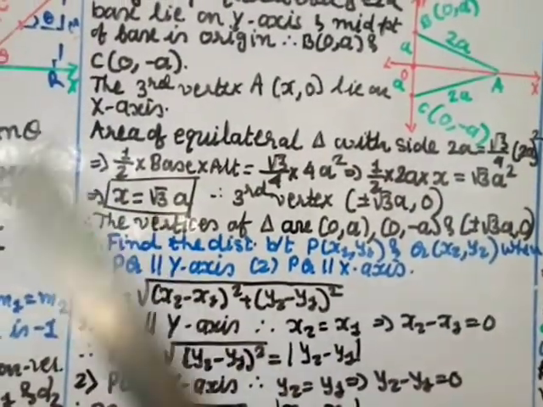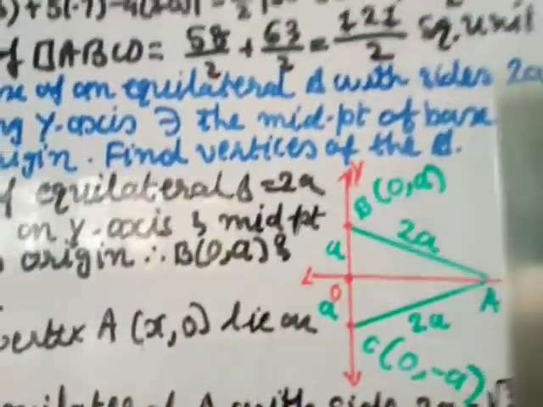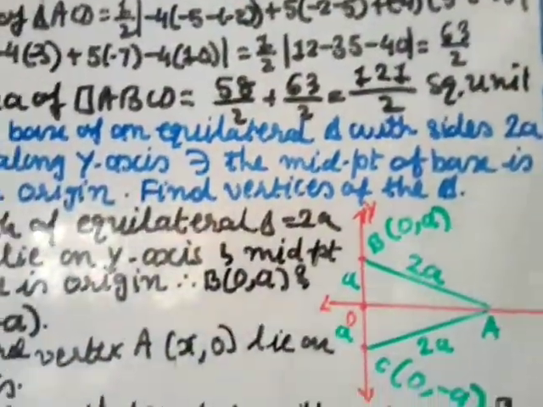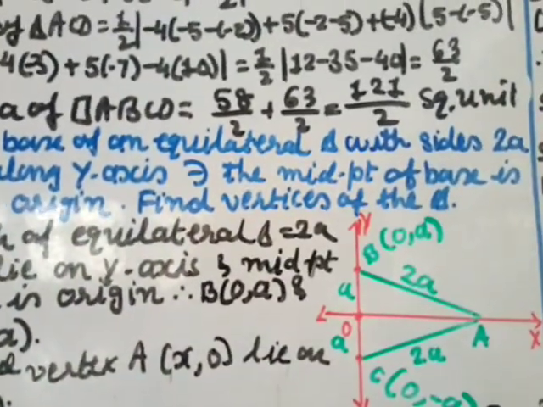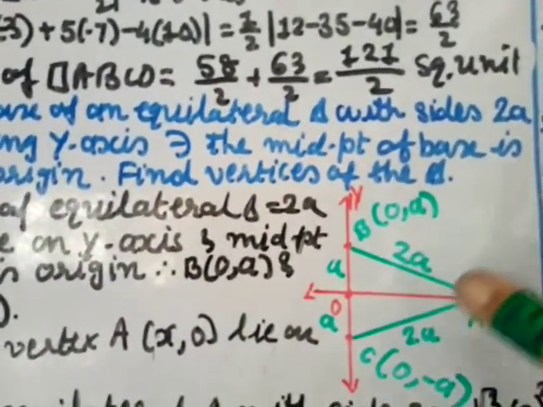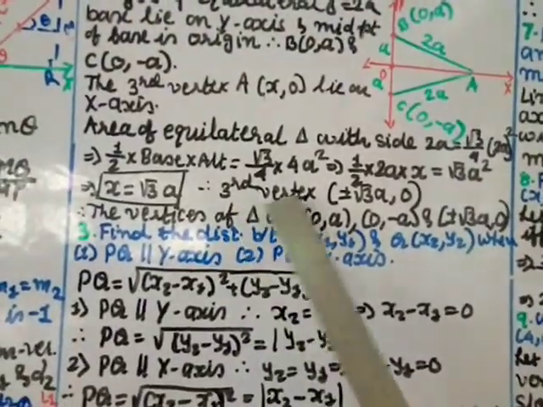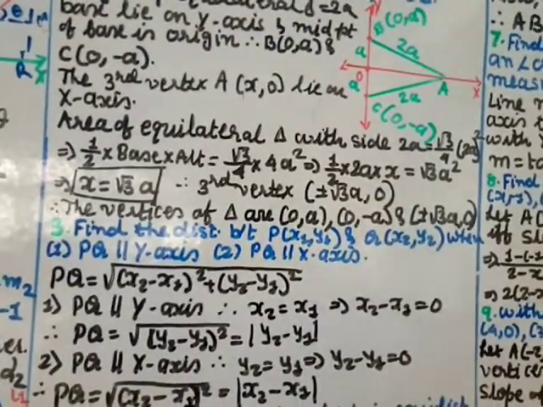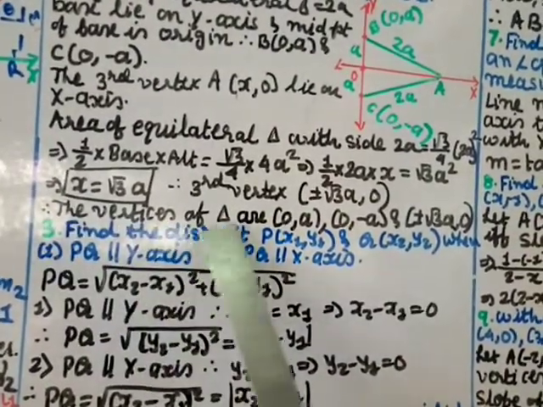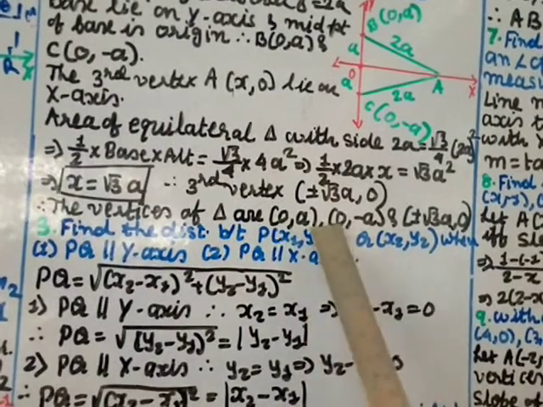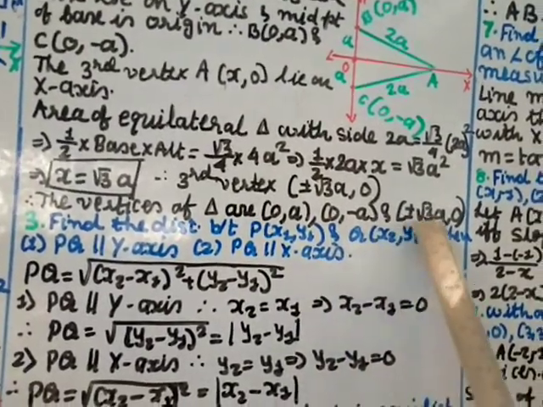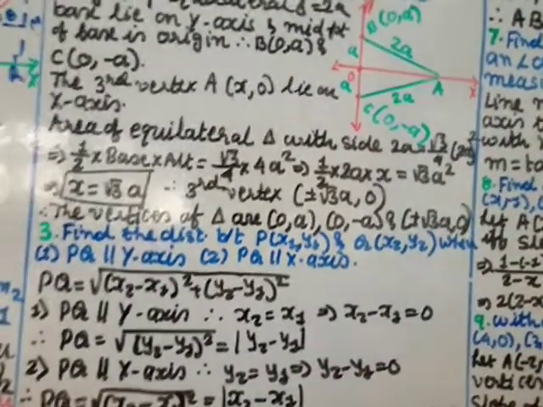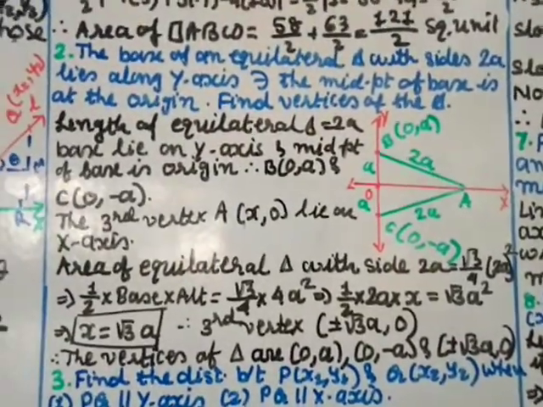Okay, so the x value you found is root 3 times a, but as I said it will be either positive side of x or negative side of x. Okay, so you can take positive and negative both. Okay, so if it is this side it will be positive, if it is this side it will be negative. So I can take the third vertex as (plus or minus root 3 a, 0). On the x-axis y coordinate is 0. Therefore the vertices of the triangle are (0, a), (0, -a), and (plus or minus root 3 a, 0). Okay, so this is the answer for question number 2.